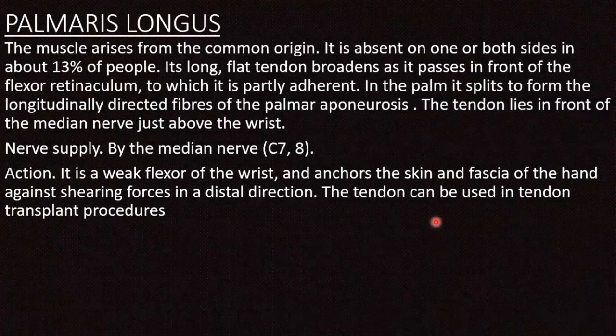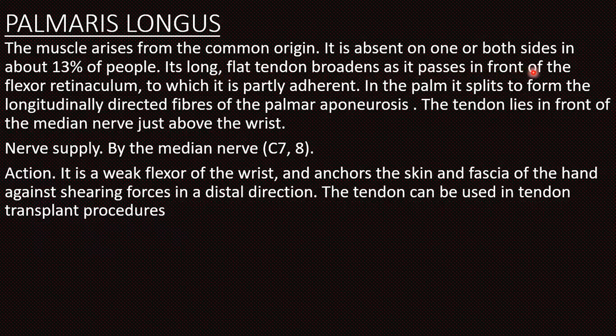Now, palmaris longus muscle. The muscle arises from the common origin, that is the anterior surface of the medial epicondyle. It is absent either unilaterally or bilaterally in 13% of the population. Its long flat tendon broadens as it passes in front of the flexor retinaculum, which it is partly adherent to. In the palm, it usually splits to form longitudinally directed fibers of palmar aponeurosis. So it is inserted into the palmar aponeurosis.